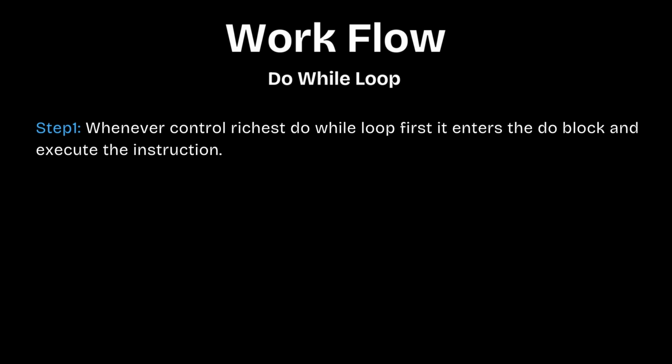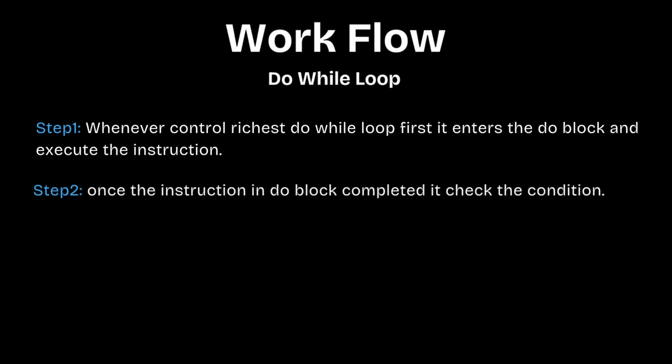The workflow of do while loop. Step 1. Whenever control reaches do while loop, first it enters the do block and executes the instruction. Step 2. Once the instruction in the do block is completed, it checks the condition.